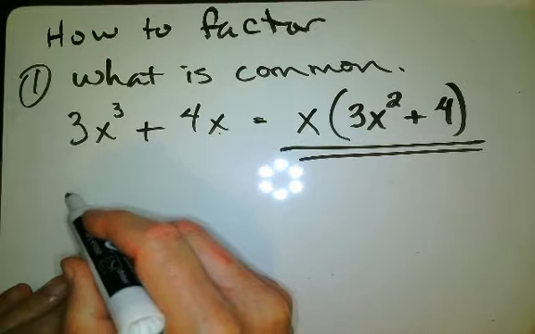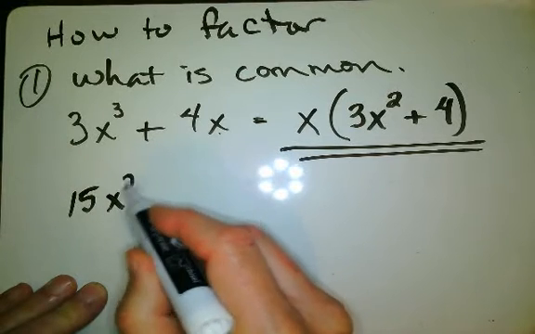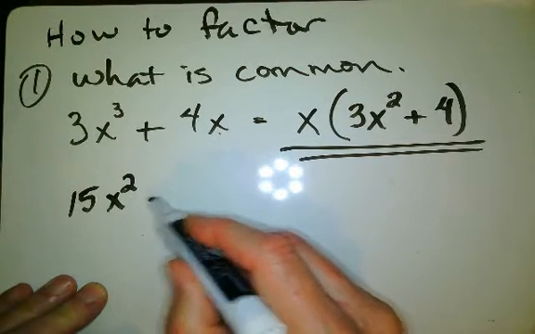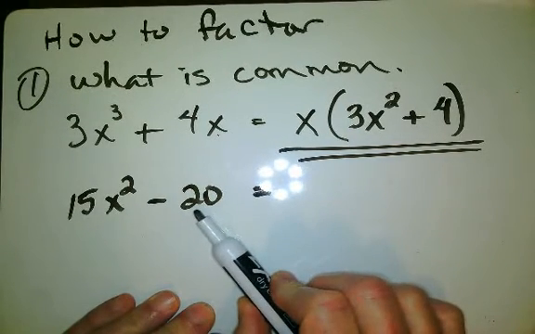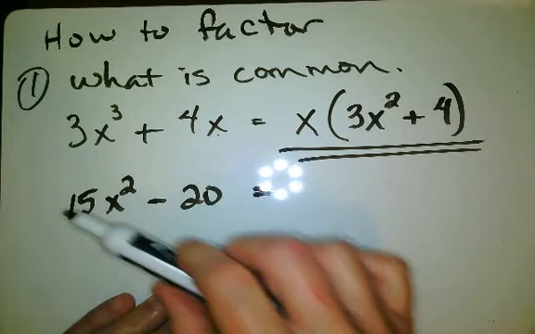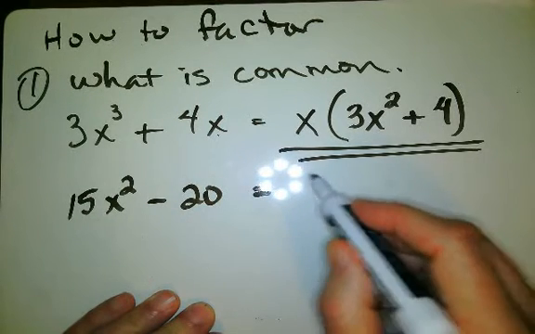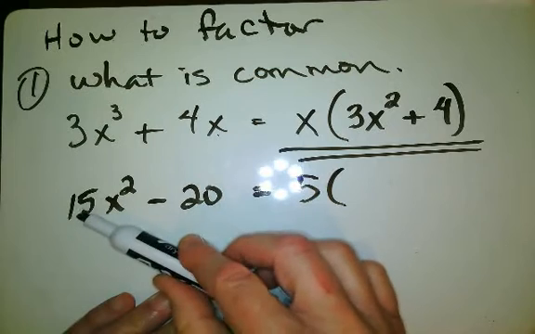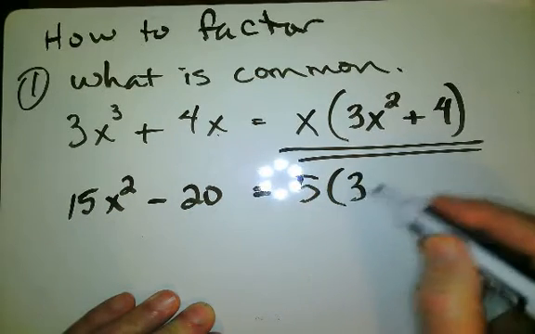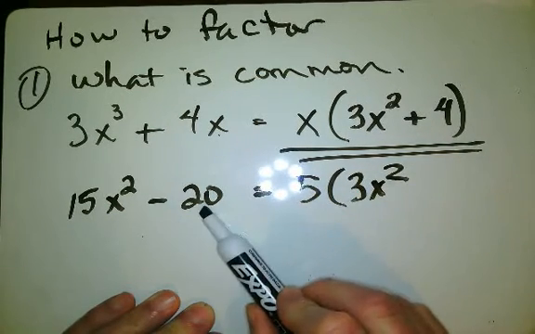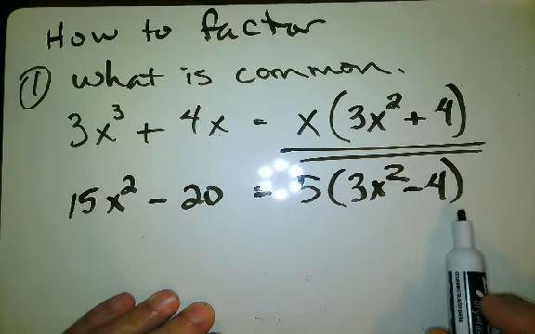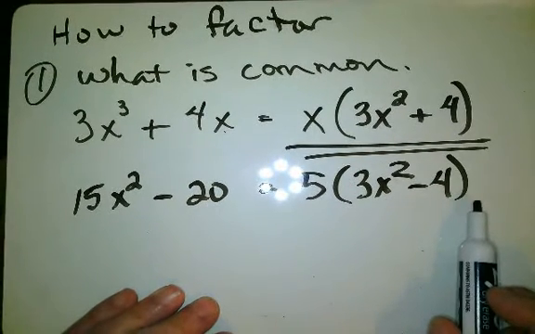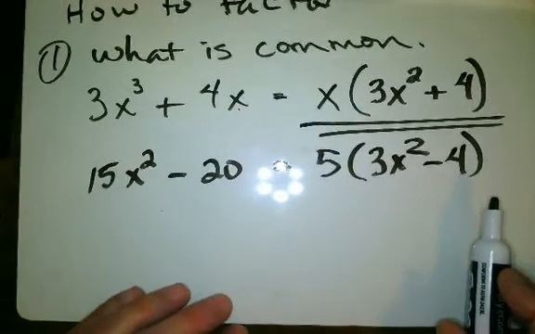Let's try another one. Say we had 15x squared minus 20. Well, now, can you see what's common? Looks like they're both divisible by 5, so I can take 5 out. If I divide this one by 5, I have 3x squared, and if I divide this one by 5, I get this. This is what's called factoring out what's common. So they're going to ask you to do that in today's work.